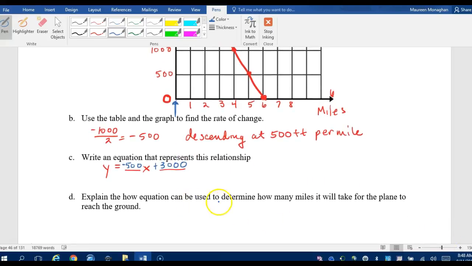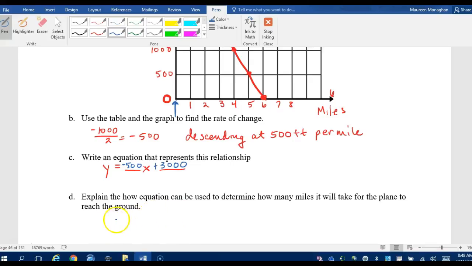Explain how the equation can be used. Well, the ground would be an elevation of 0, so if you plug 0 into your equation for y and solve for x, you will get 6 miles. So you can use that equation to determine when it's going to reach, or how long before, number of miles before it reaches the ground.